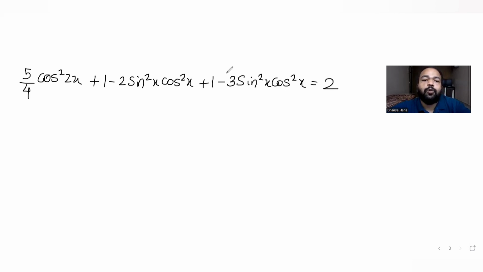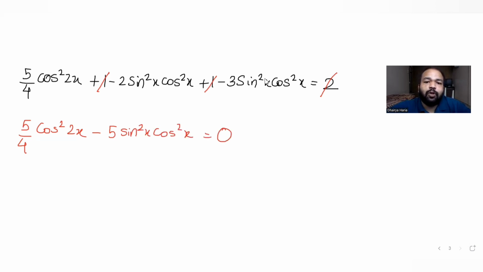That is equal to. Now, here if I see 1 plus 1, which is 2, that 2, if it goes on the right, becomes 2 minus 2, and that gets 0. So this basically cancels out with this 2. Now, what we are left with is 5 by 4 cos square 2x. Here we have minus 2 and minus 3, that makes it minus 5 sin square x cos square x is equal to 0.